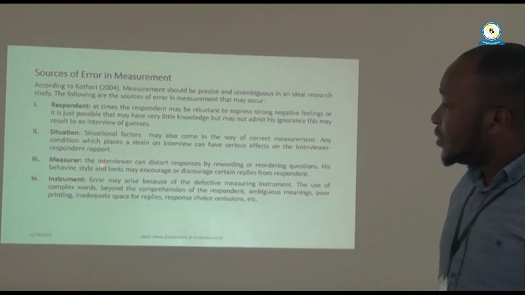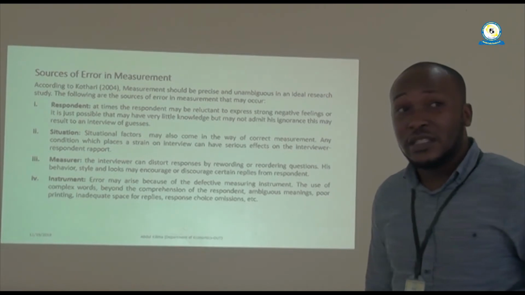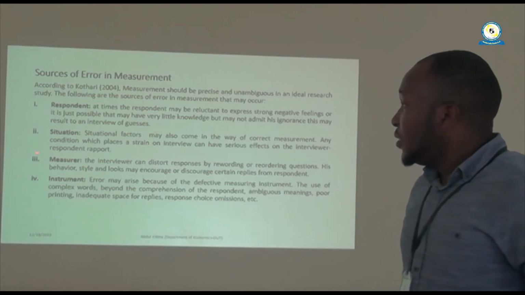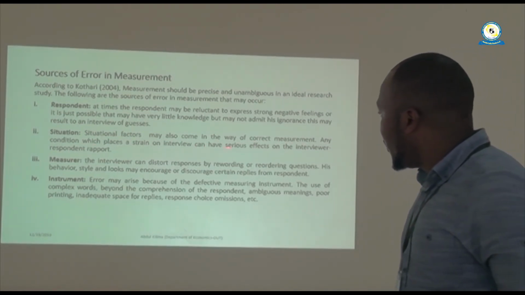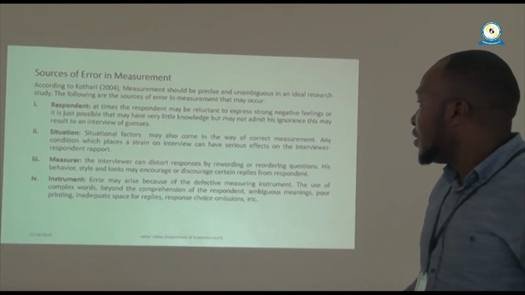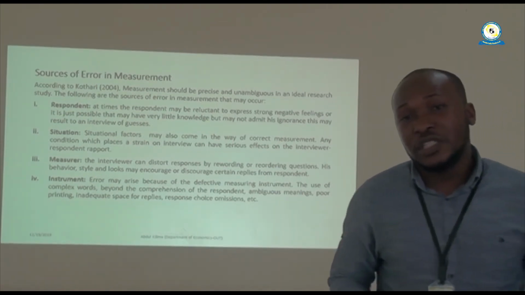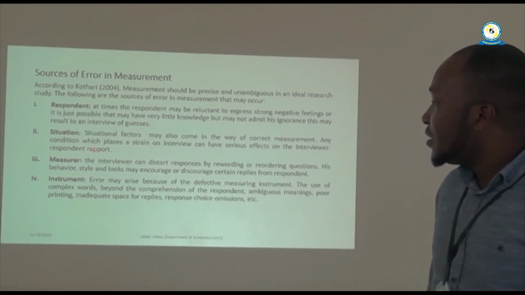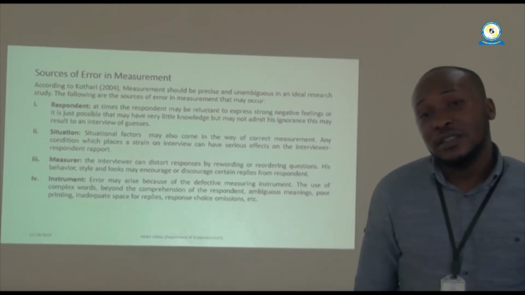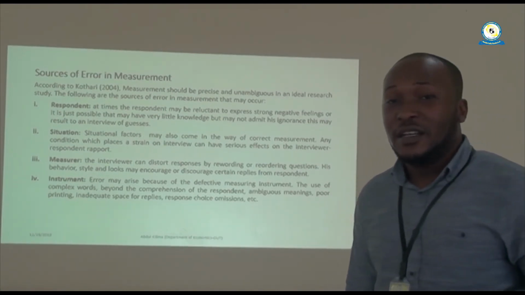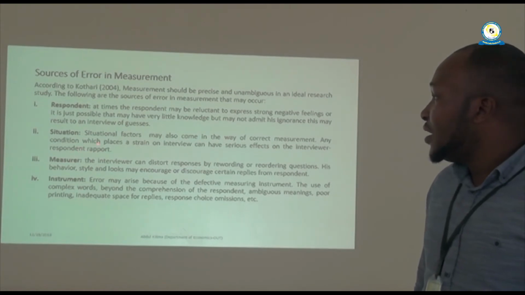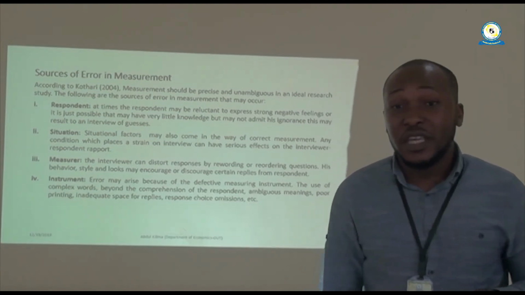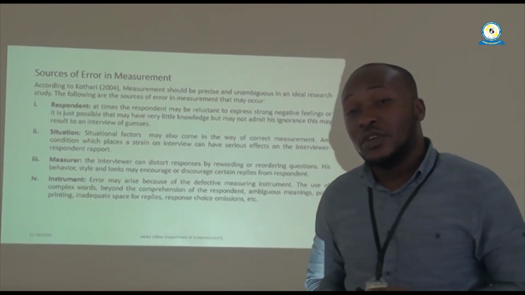Another one is the situation. For example, we are going to collect data in a place where there is a riot. There, you cannot collect data for correct measurement. Or you are interviewing someone, maybe you want to know about early marriages. Then you go to interview a girl with her parents present. That girl may not give you the right information, may lie to you, may be scared because her parents are there.